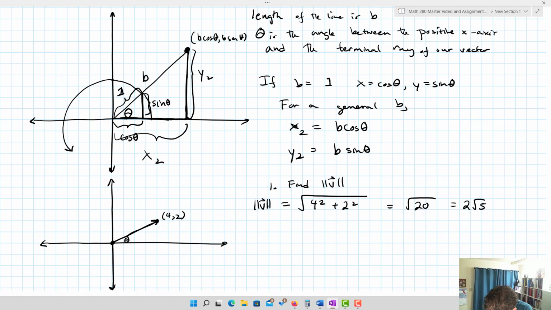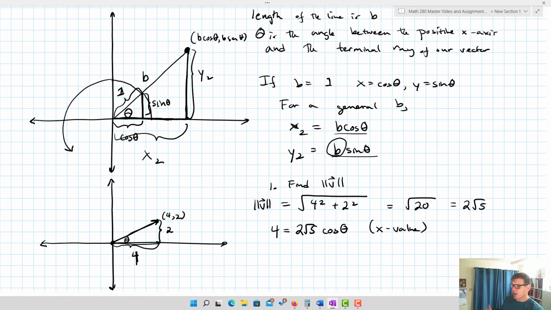Now we've got theta right here, okay? And we're going to use the fact that we have b cosine theta and b sine theta. So the x value, or the length of the x side, is going to be b cosine theta, and the length of the y side is going to be b sine theta. Notice the length of the x side is 4, and the length of the y side is 2. So that means 4 is going to equal, and b is our magnitude, 2 root 5 cosine theta, right? So that's our x value.